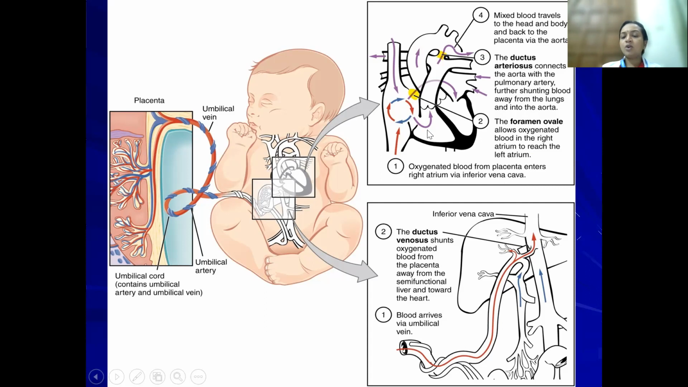Foramen ovale allows the oxygenated blood to enter into the right atrium to reach the left atrium. The ductus arteriosus, which connects the aorta with the pulmonary artery, further shunts the blood away from the lungs and then into the descending aorta. Here the mixed blood traverses to the entire body, and then back to the placenta via the aorta.